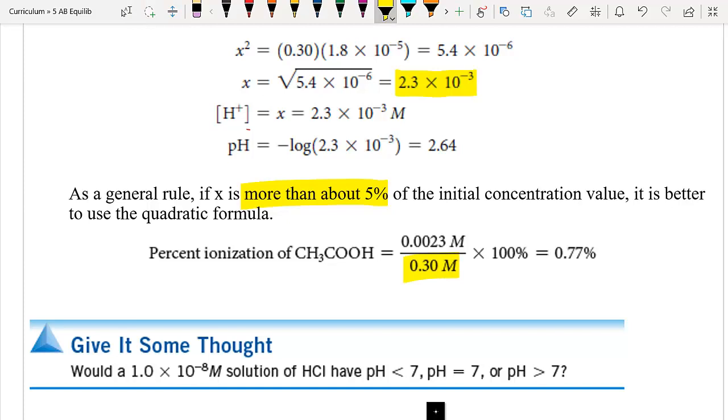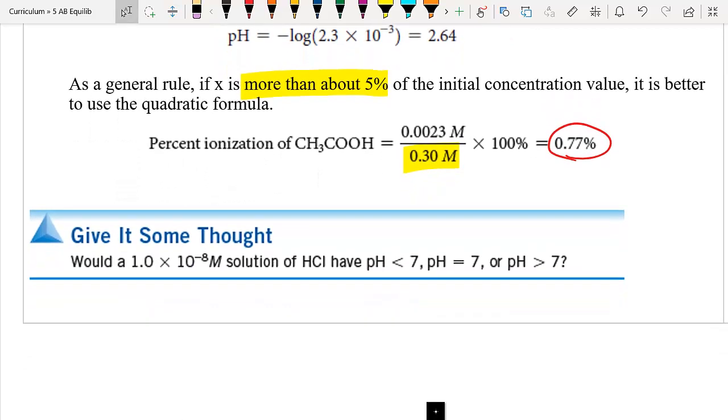So 0.0023 divided by 0.3, multiply by 100 to make it a percentage, and we find this is only 0.077%. So we have less than 1%. It's definitely less than 5%. So it's a safe assumption for us to say the change in our initial concentration of our weak acid is negligible.